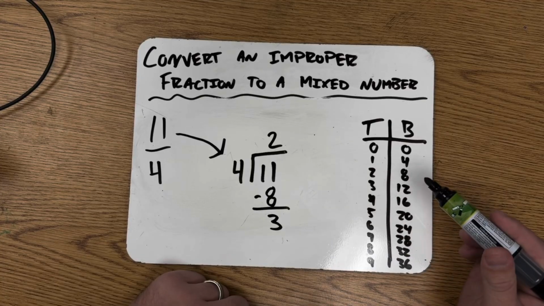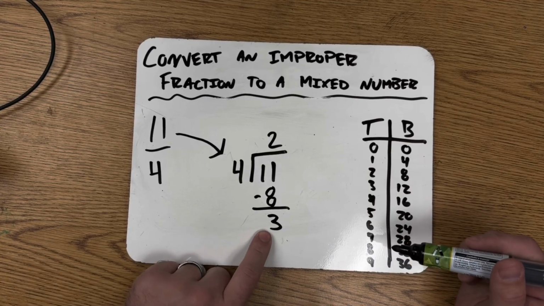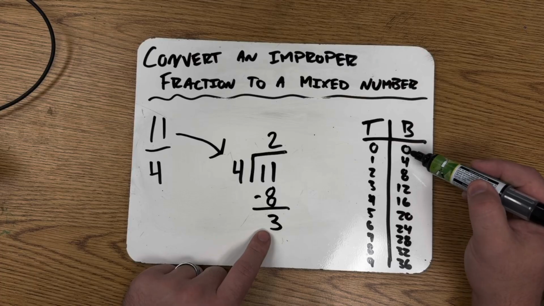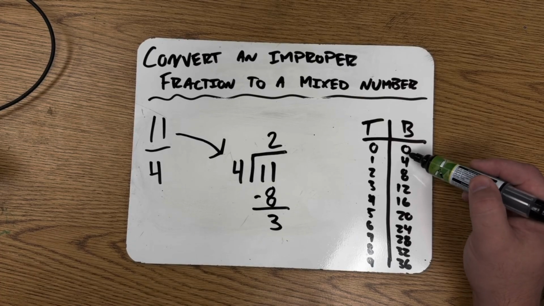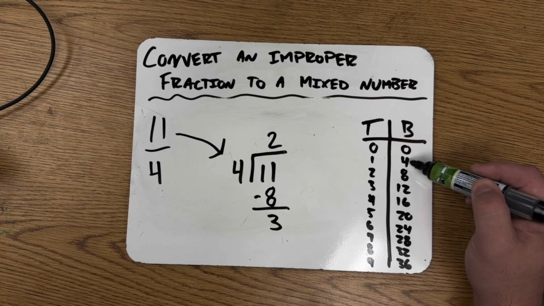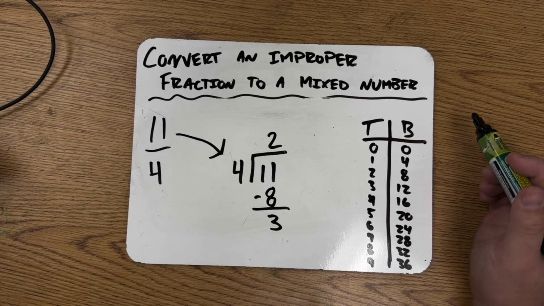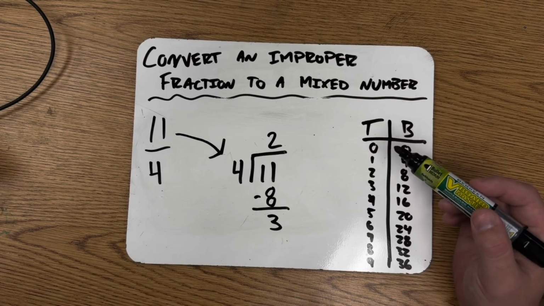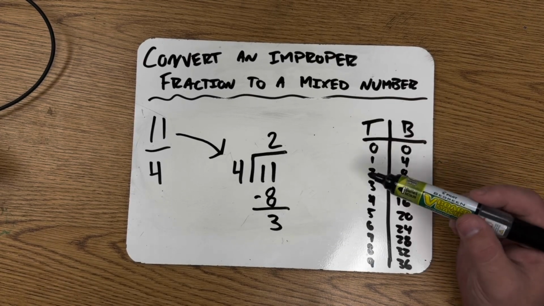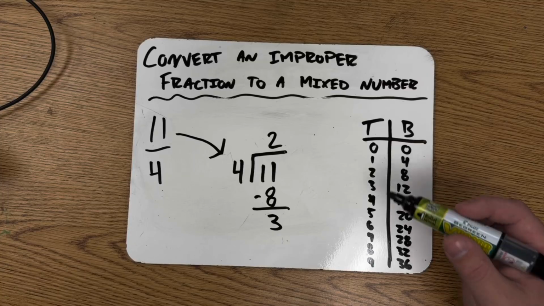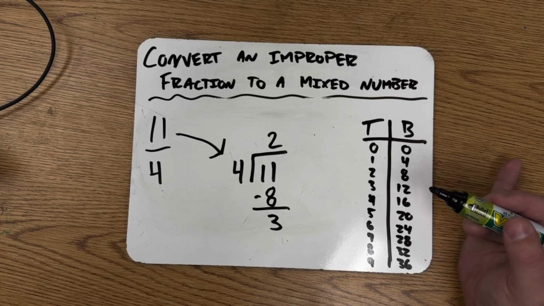And then I do the same thing. I ask myself, how close can I get to 3 without going over? Well, I look at this and I say, 0 is under, 4 is over, but there's nothing in between. So I'm done with the problem. I have brought everything down. I have taken care of every place value. I cannot divide 4 into 3. So I have finished with the division portion.